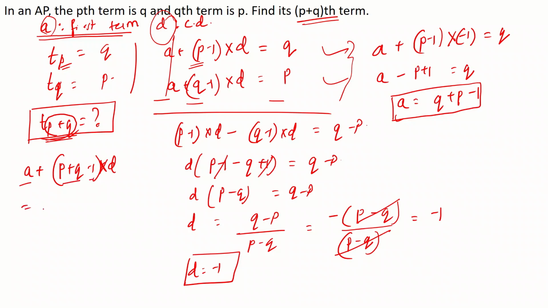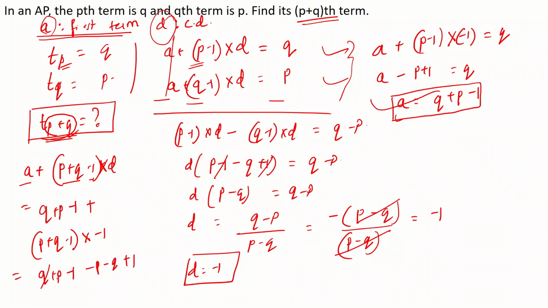So a is equal to what? We have found out the value of a, which is q plus p minus 1. So it is q plus p minus 1 plus p plus q minus 1 times d, and the value of d was minus 1. So let's quickly simplify this. q plus p minus 1 minus p minus q plus 1. So everything cancels out. q plus p minus q minus p minus 1 plus 1, and the answer is 0. So the p plus qth term is 0.